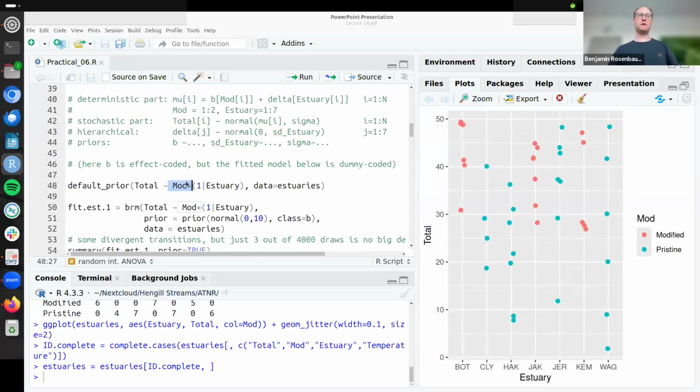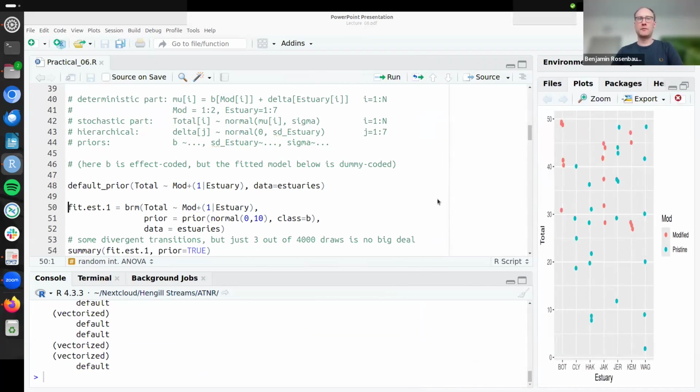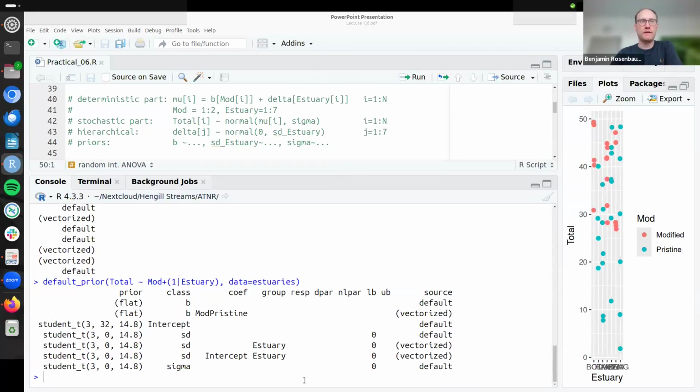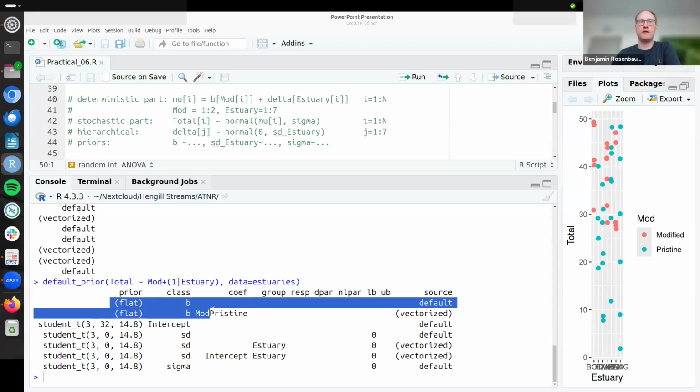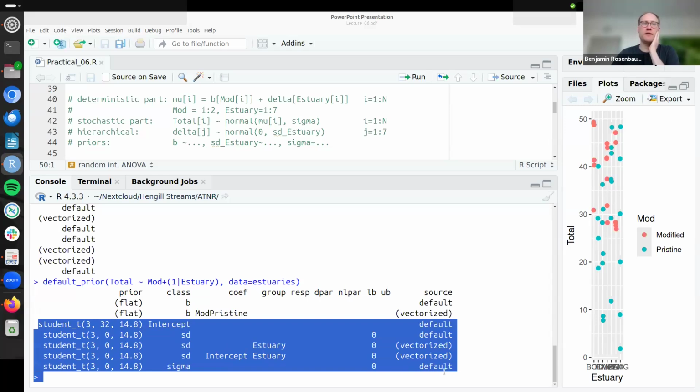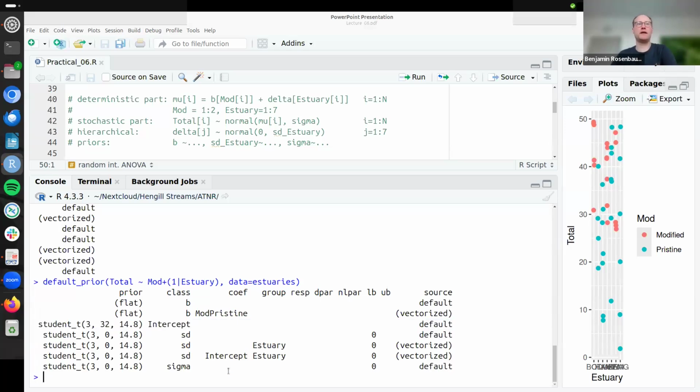So this is the model we are fitting. We have a fixed effect from modified or pristine, a random intercept for estuary. And looking at the default priors will already reveal something about the structure, I guess. Where do I start? Okay, first line: is there a prior for all the effects? So class B means effects. No, there is nothing specified. Also, there's nothing specified for the specific coefficient predictor, modified or pristine. And for all the other stuff here, BRMS chooses default priors.